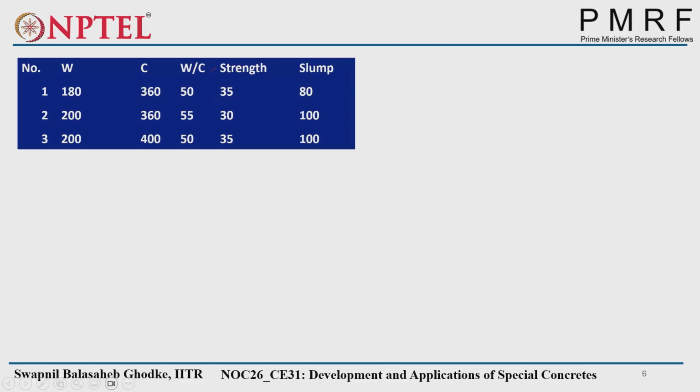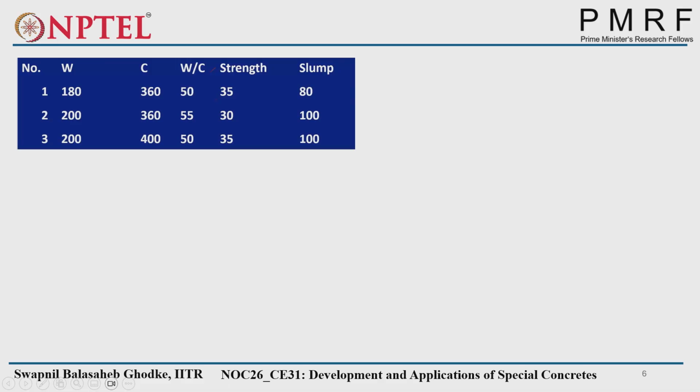Okay, see, this is the plot. This is the table. W indicates water content, C cement content, then water cement ratio, strength, and slump. Now we understood that water cement ratio influences the strength, and water content influences the slump. So based on that, we'll understand this table. We have water content 180 kg, cement content 360 kg. So we get water cement ratio 50, strength 35, and slump 80. This is the reference mix.